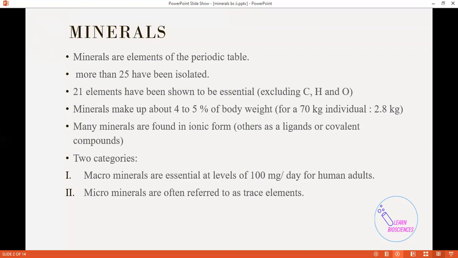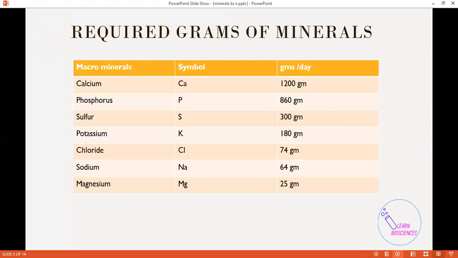Macro minerals, this category is made on the basis of the daily requirement of these minerals. For macro minerals you require about 100 milligrams per day, and micro minerals only in very small amounts, or you can say that these are the trace elements.